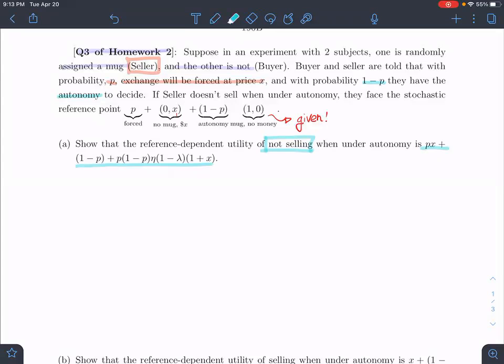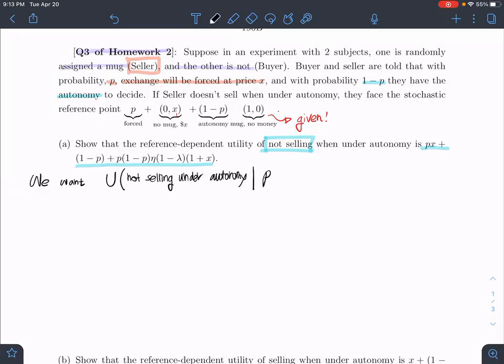Just to remind you of the notation, this big U is the utility. Let me write it as not selling under autonomy. This vertical line separates my action and my reference point, so my reference point comes here.